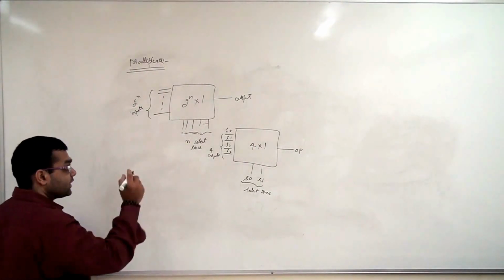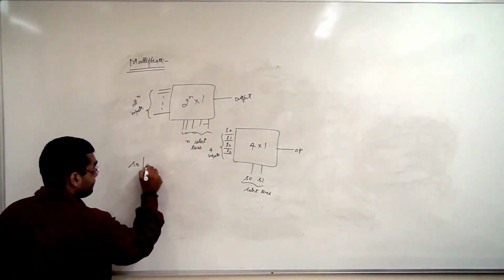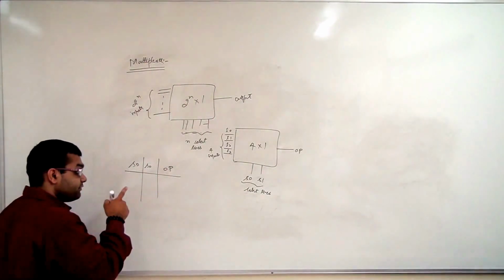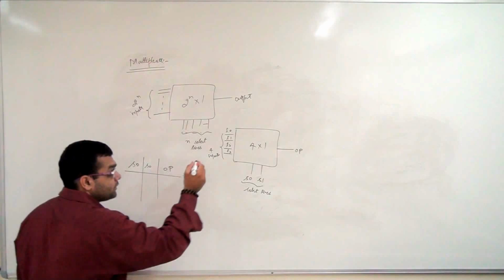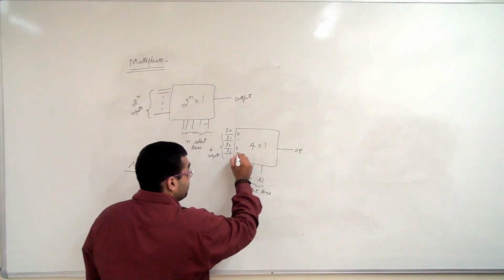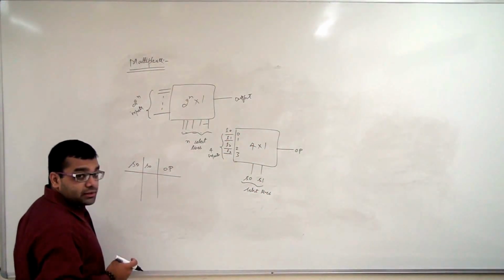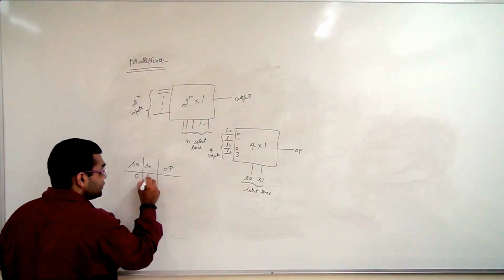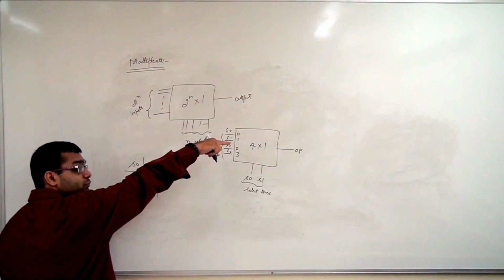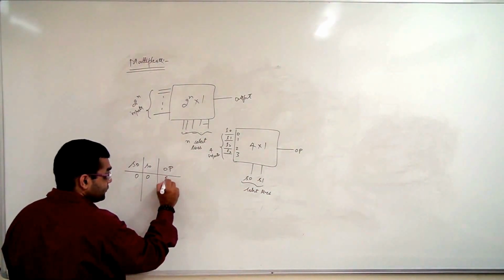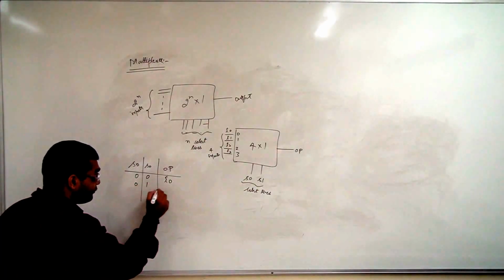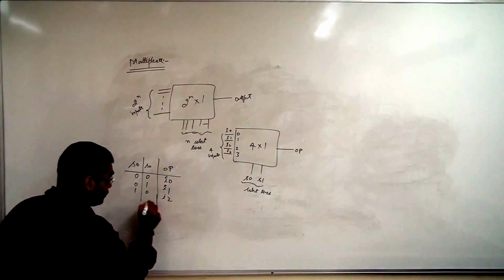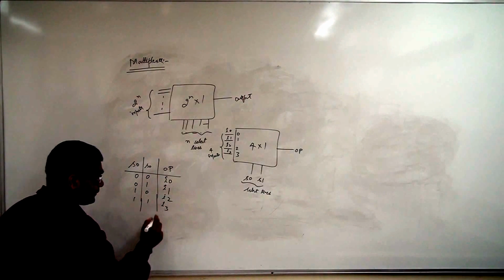Alright, so how does this work actually? The value of select lines determines which input will go to the output. I am numbering them 0, 1, 2 and 3, and we assume that these are connected to these points. So when the value is 0, 0, whatever is connected at input 0 will go to the output. So that will be I0. 0, 1 gives I1, 1, 0 gives I2 and 1, 1 means I3.